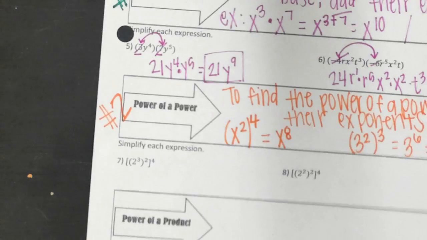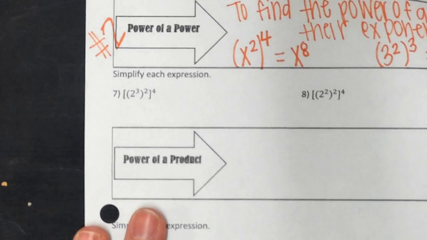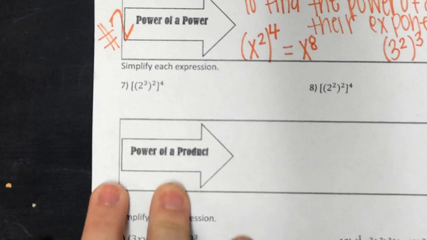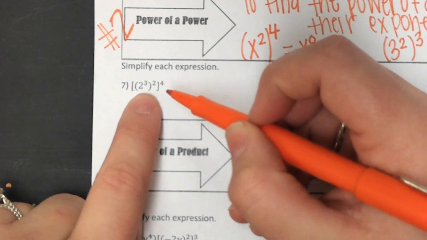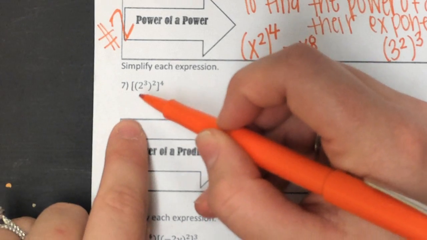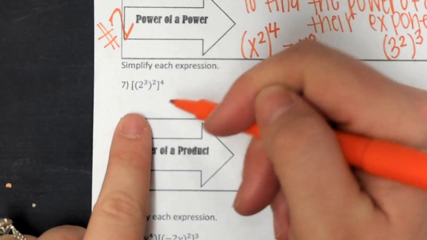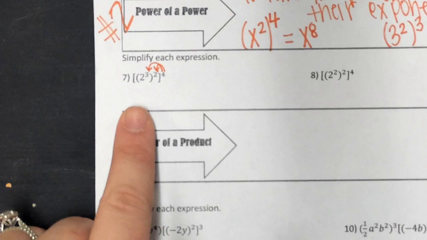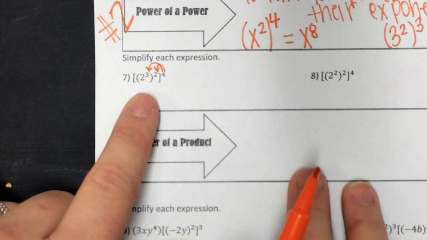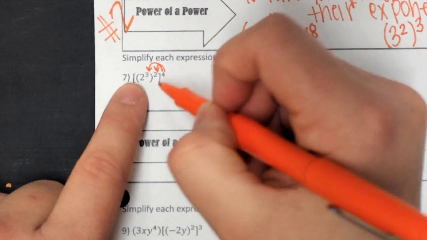Okay, let's do this example. Number 7. You need to be very careful, guys. This can get very tricky. The 4 is raising everything inside the bracket. Okay, yeah, we need to distribute that 4 to the 2 and to the 3. But let's just do it to the 4 first.